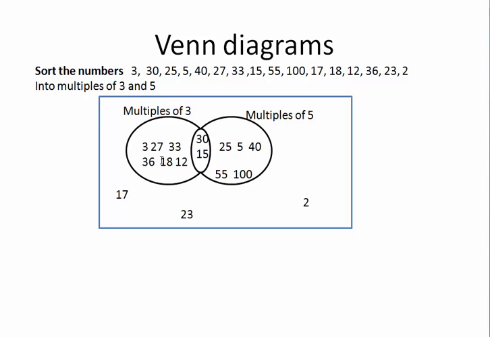So 3 is a multiple of 3, 30 is a multiple of 3 and also a multiple of 5, so it will be in this area here, which is multiples of 3 where it intersects with multiples of 5. And then just see if you can go through and put them in their respective places. 17 doesn't belong in this set or this set, so it lies on the outside, and the same with 23 and 2. So just stop the video and see if you can place these elements in their particular sets.